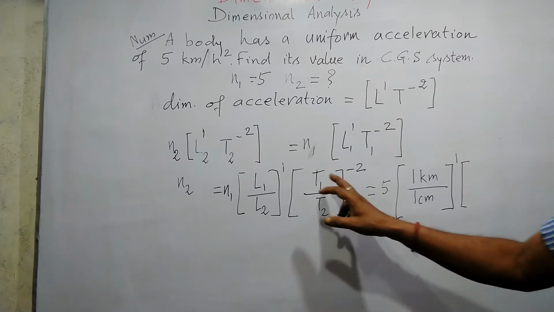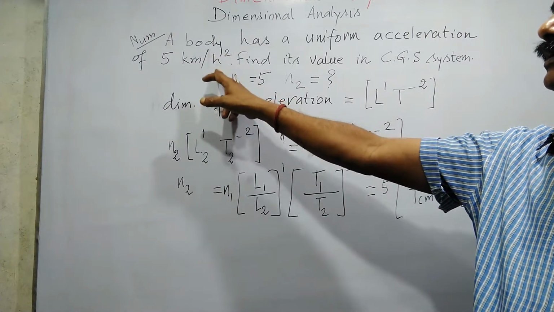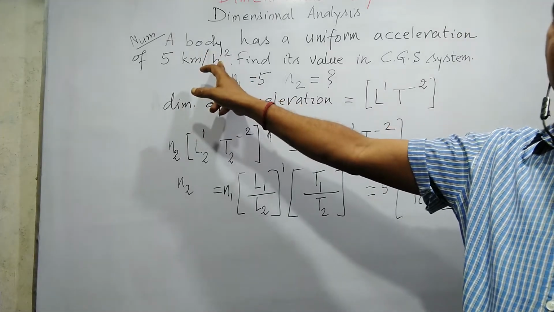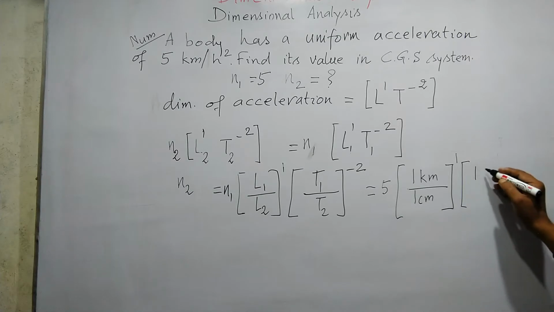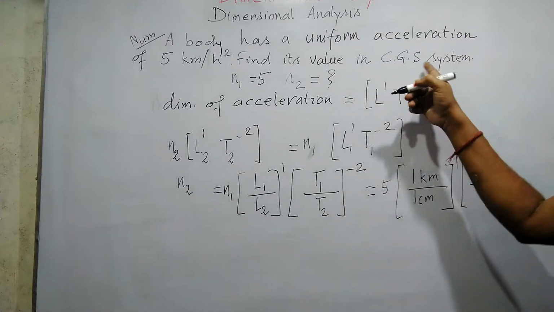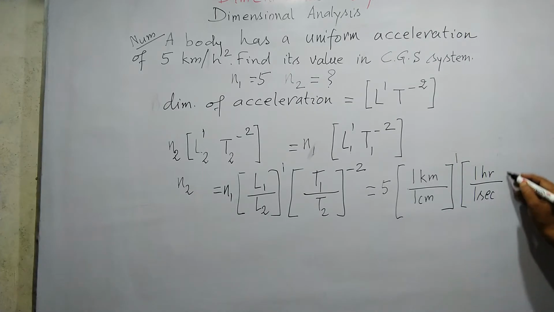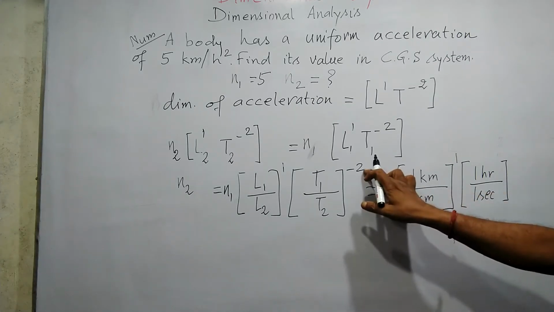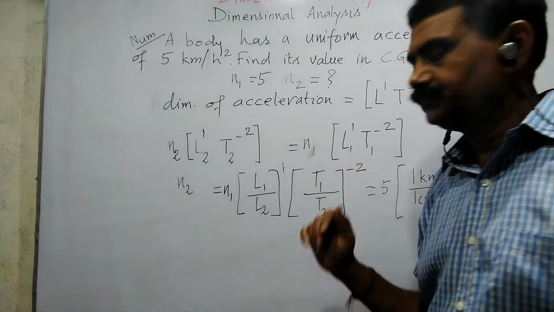T1 is the dimension of time in the first unit. Here what is given is hour, so this will be in hour. And T2 is in CGS, that is in second. This will have the power minus 2. Is it clear to you?